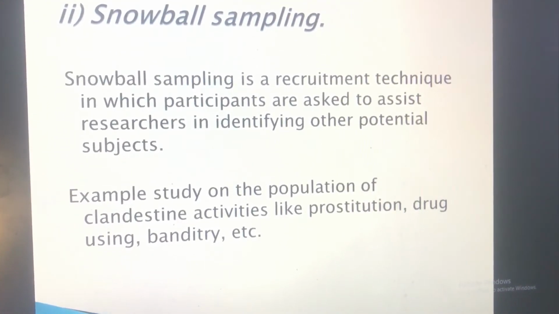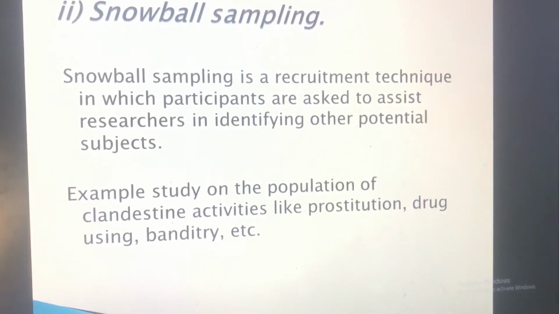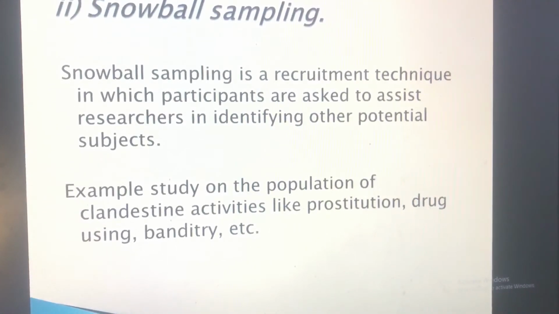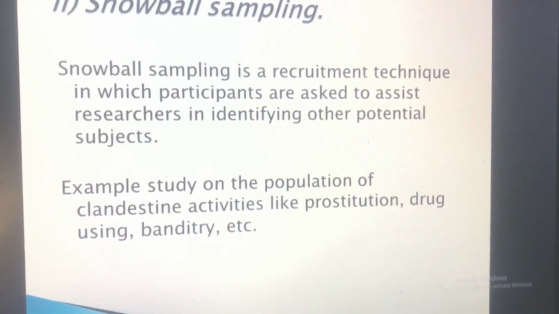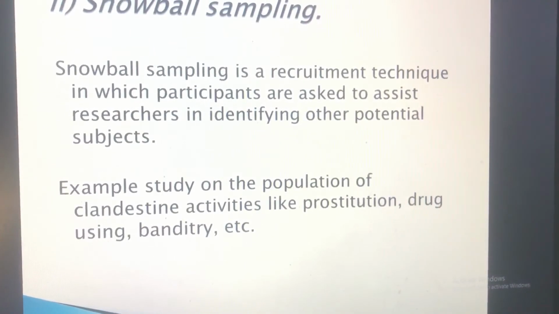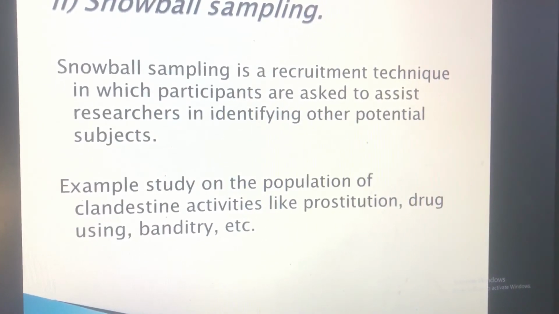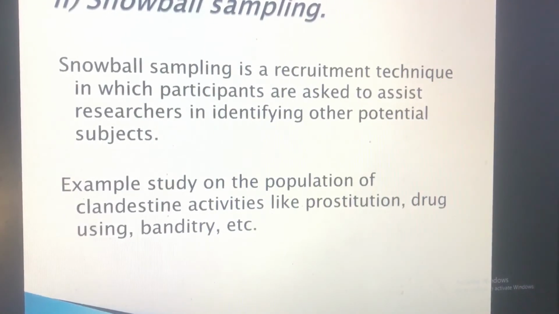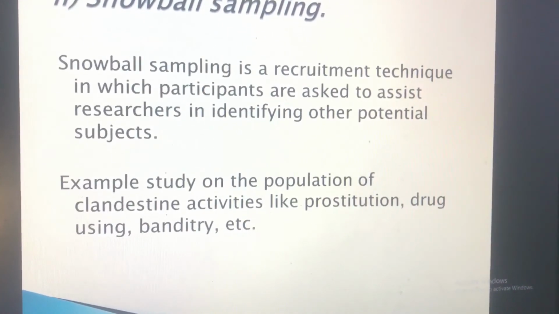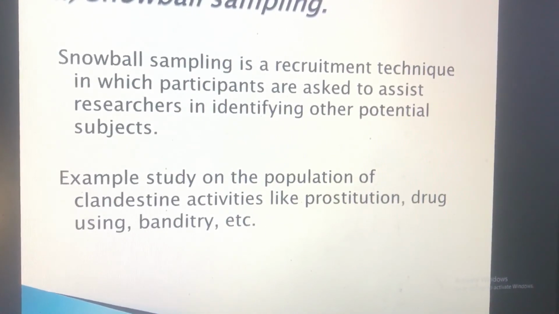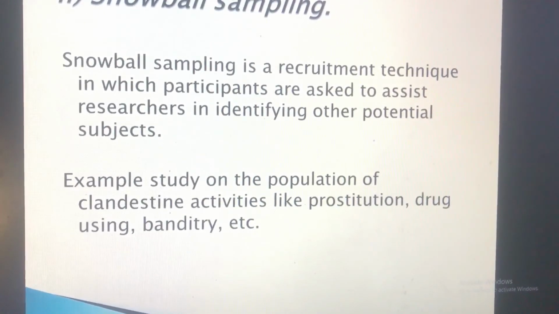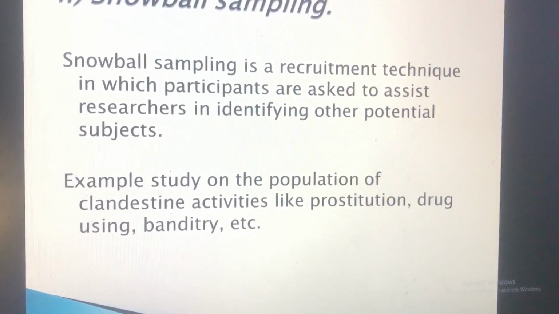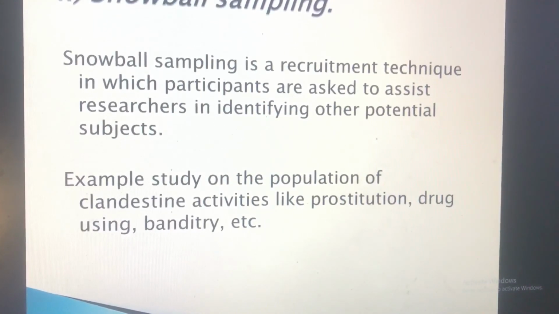Another non-probability sampling method is snowball sampling. Snowball sampling is a recruitment technique in which participants are asked to assist researchers in identifying other potential subjects. An example is when you want to study a population with clandestine activities like prostitution or drug use. You will select a few and ask them to recruit the others because they know them. This is snowball sampling.